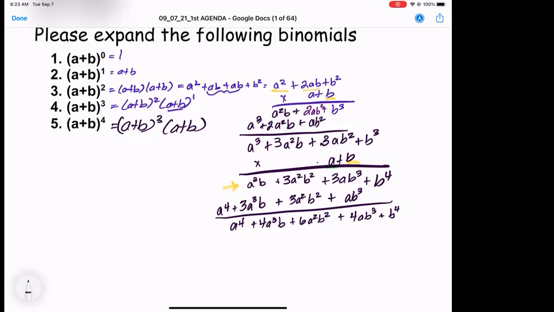Also, as A decreases by one exponent, what is B doing? It's increasing by one exponent. So what is the understood B on that A to the fourth term? If the exponents have to sum to 4, we do 0. B to the 0 power. Anything to the 0 power is 1. What is the understood A on that B to the 4? A to the 0.